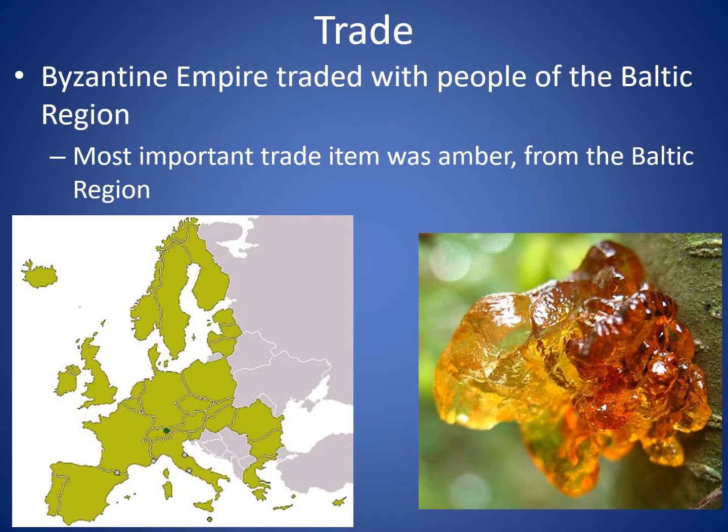So the Byzantine Empire would trade for amber, which came from the Baltic region. So we've got the Byzantine Empire, its capital Constantinople down here near the Black Sea. And they would use these rivers to move north to where we have the modern day countries of Latvia, Lithuania, and Estonia. And they would trade for amber. Amber is made of tree sap, really. And they would use it to create decorations, ornaments, and jewelry.